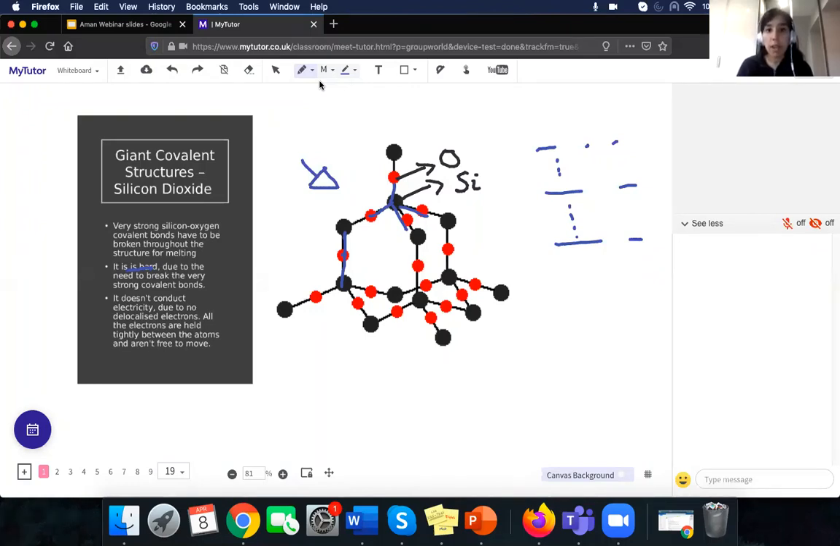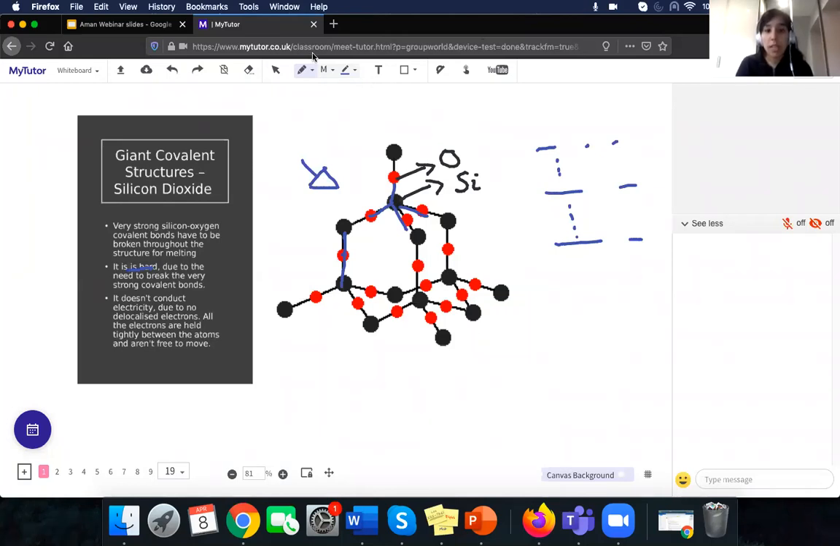So just as a quick recap then, it's got strong covalent bonds, no intermolecular forces, and that's why its melting and boiling points are really, really high. It's very hard because of those covalent bonds. They require a lot of energy to break. And the third thing is it does not conduct electricity.